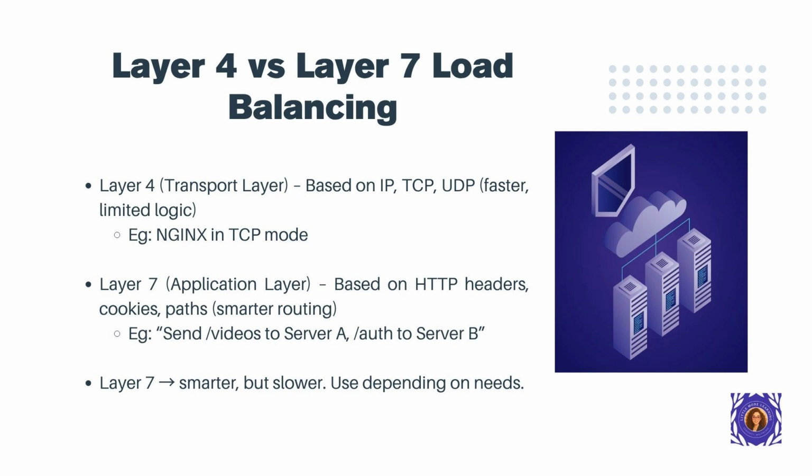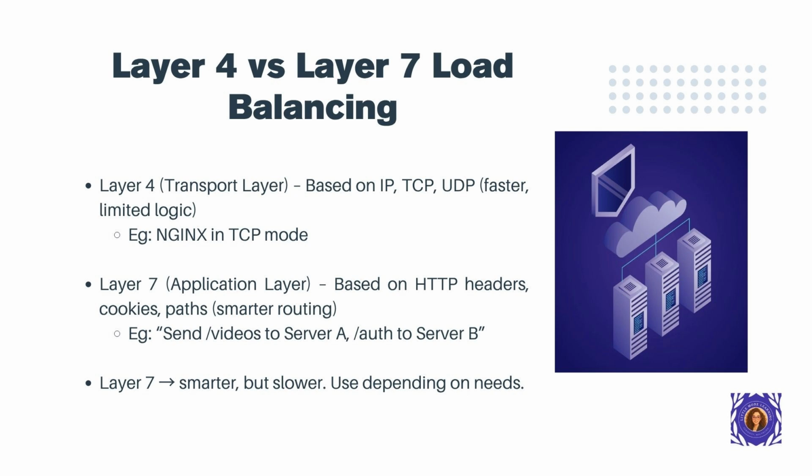This distinction dictates the level of intelligence available for routing decisions. Layer 4, Transport Layer, load balancing. This operates based on network information like IP addresses and port numbers, TCP/UDP. It's generally faster and has lower overhead because it doesn't inspect the content of the application data. It simply forwards packets to an available server.